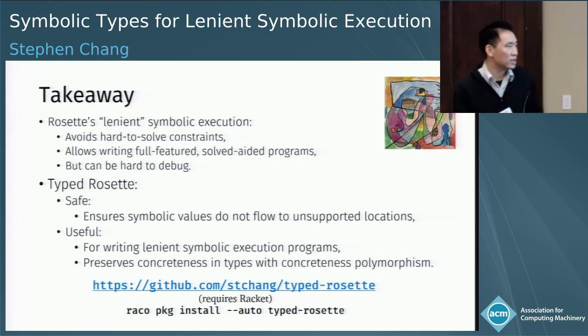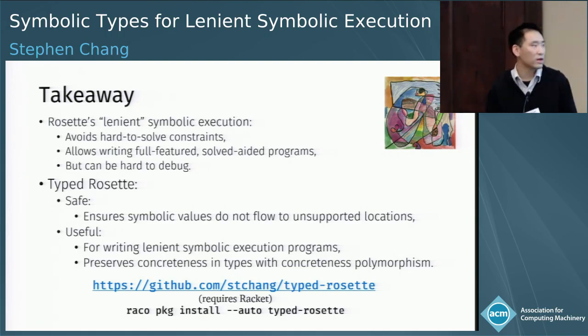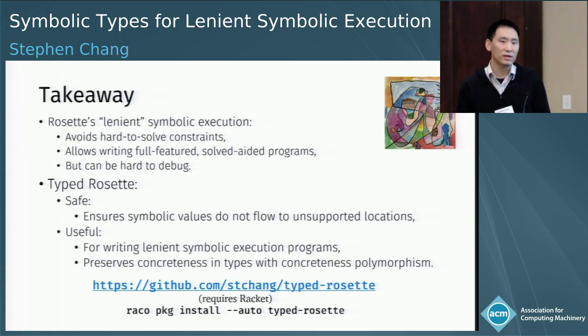So if anyone's interested in trying Typed Rosette, the easiest way to do so is to just install Racket, and then you can install Typed Rosette from the Racket package manager using the line at the bottom of this slide, and that will install Z3 and Rosette and all the dependencies automatically.